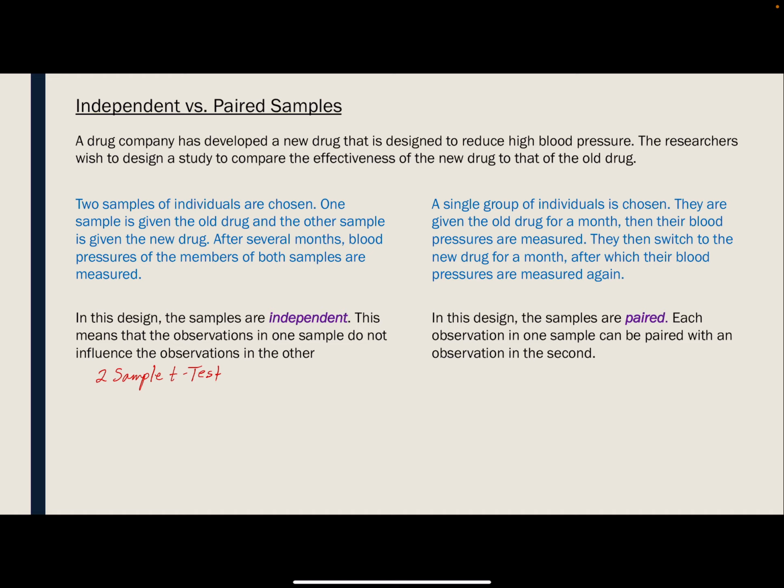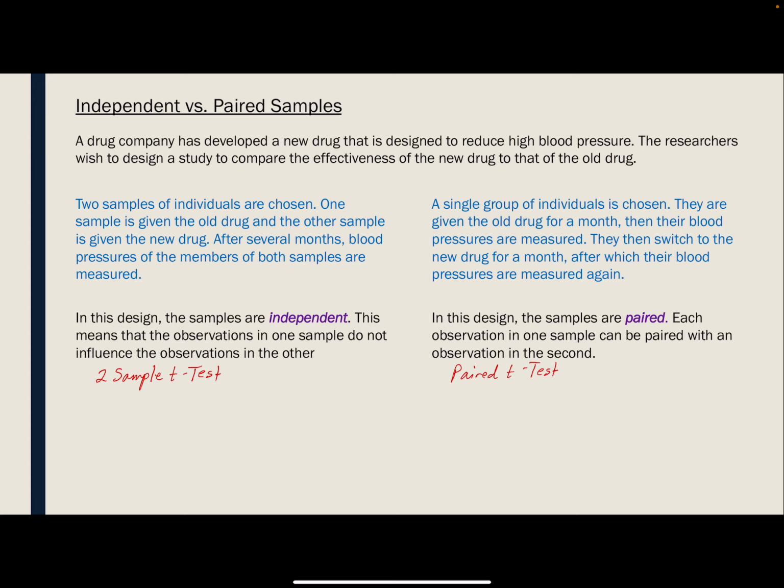But another way that we could do this is with paired data. So we could take a single group of individuals. We could give them the old drug for a month and then measure their blood pressure. And then switch drugs and give that same group of people the new drug for a month and then measure their blood pressure again. This is an example of paired data, and we would conduct what is called a paired t-test or t-interval.